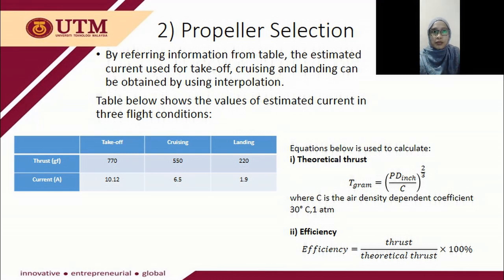The two equations that we use to calculate theoretical thrust are: T in grams equals PD over C to the power of 2 over 3, where C is the air density dependent coefficient at 30 degrees Celsius and at 1 atmospheric pressure. The second equation that we use is efficiency, which equals thrust over theoretical thrust times 100. This is the data for theoretical thrust and efficiency that we calculated.